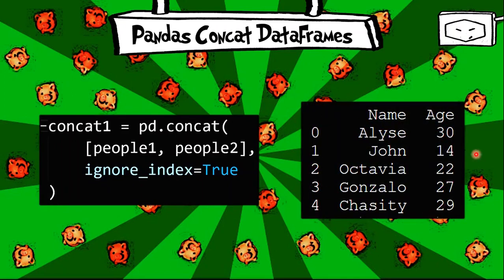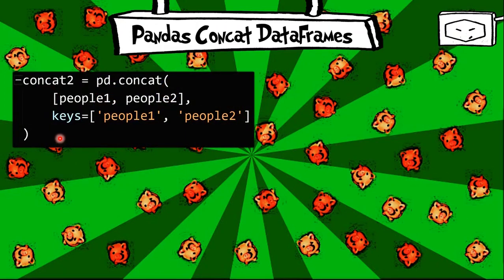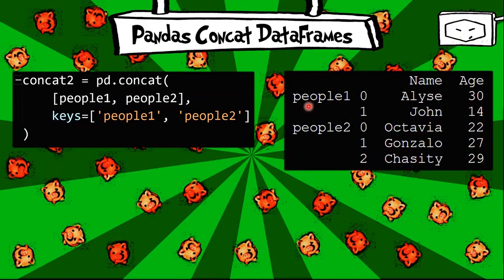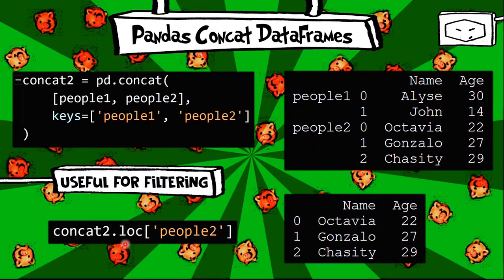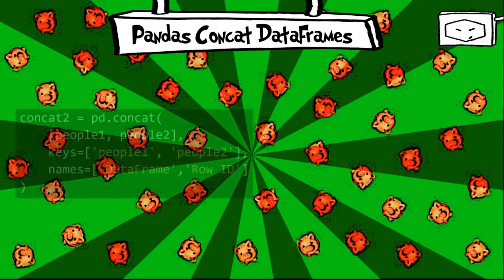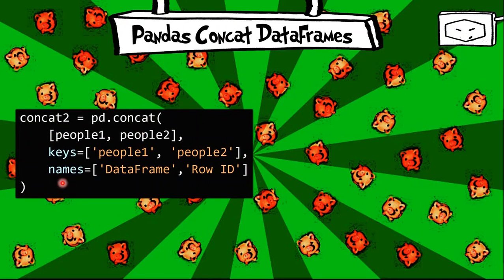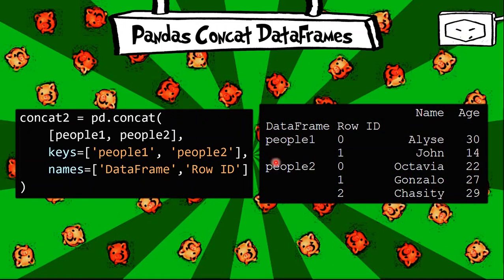And we got these. Also, we saw that there is another parameter, the keys, and this receives a list of names. These names help us distinguish which rows came from people1 and which rows came from people2. With this, we can filter the rows that are, for example, from people2 using the loc function. And I forgot this: there is another parameter, names, that receives a list with names. These names will label the indexes. So the first one is the data frame here, and the second one is the row ID.